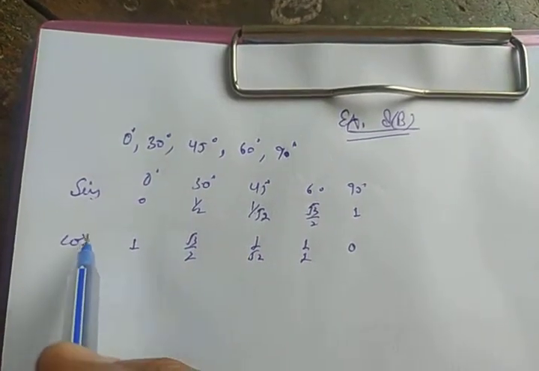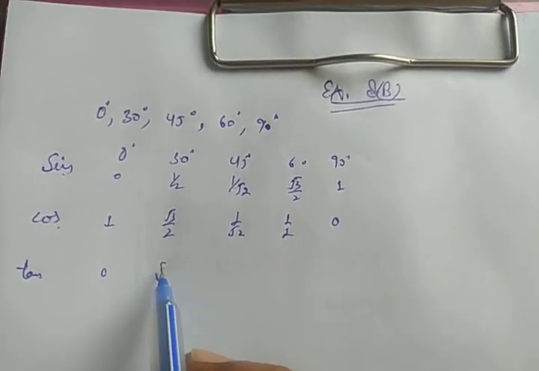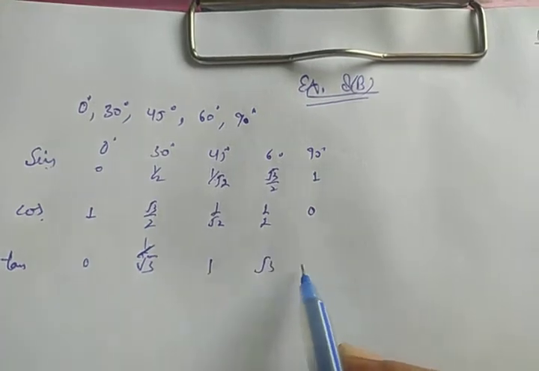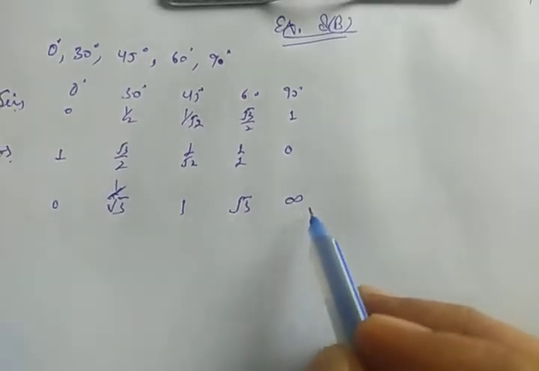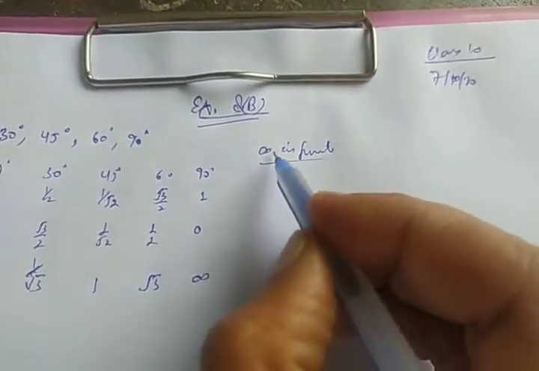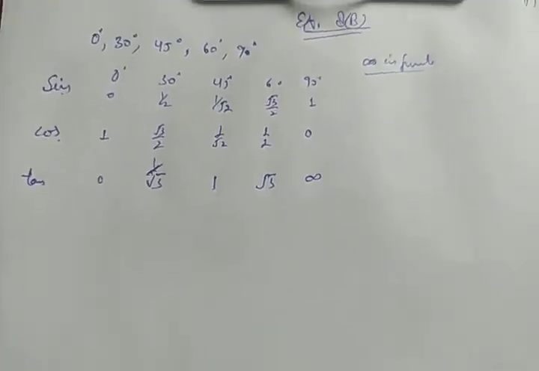These two rows are for sine and cos. Tan also can be learned. This is 0, this is 1 upon under root 3, this is 1, and this is infinite. This symbol is for infinite. Infinite means you can also say undefined. This value is undefined. Numerically it can't be expressed.